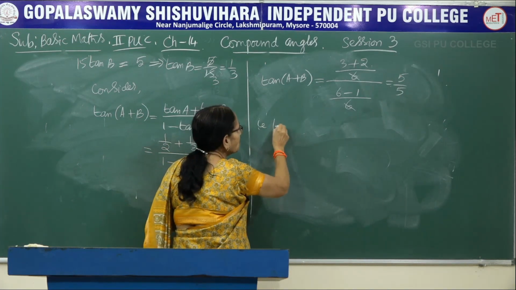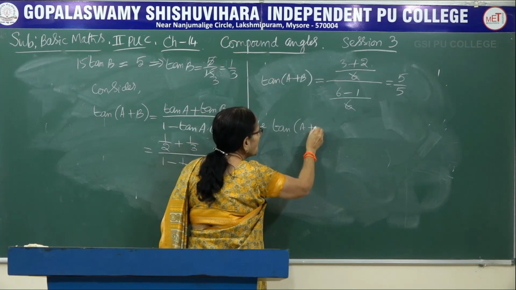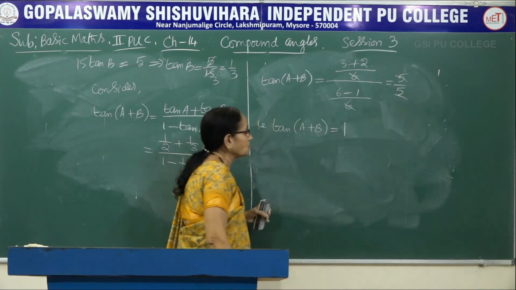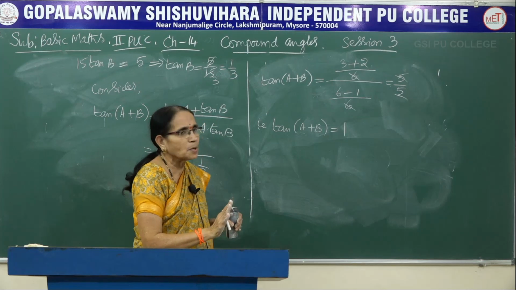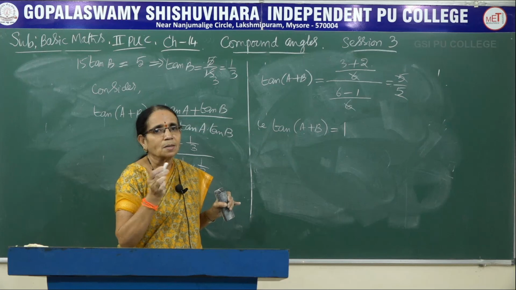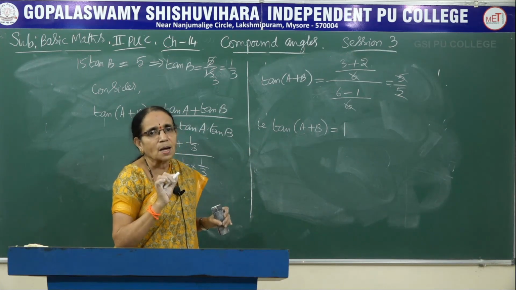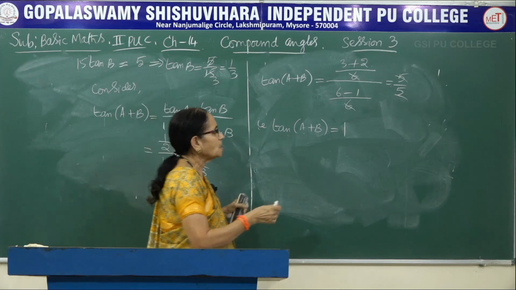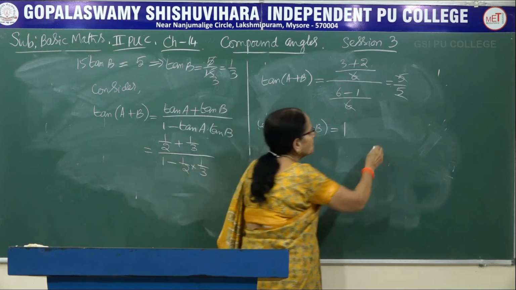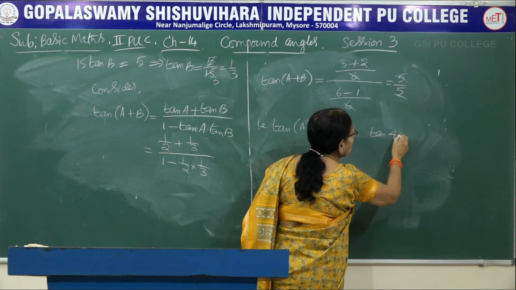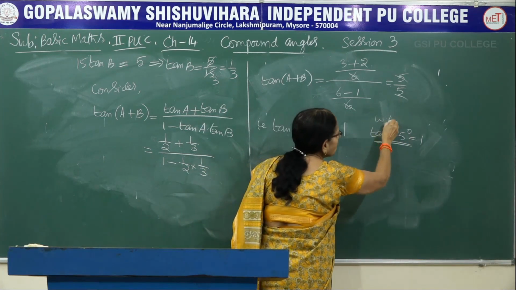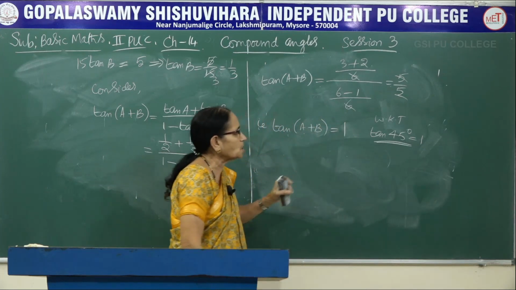So what did I get for tan of A plus B? Tan of A plus B is equal to 1. 5 and 5 they get cancelled. Now if they had asked you to show that tan of A plus B equal to 1, you can stop at this stage. But in the problem they have asked you to show that the sum of the angles, that is the angle A plus B equal to 45. See, in first year PUC trigonometry you studied about the standard values. What is tan of 45 equal to? We know that tan of 45 degree equal to 1, isn't it? We know this result, it is a standard value. We know that tan of 45 equal to 1.